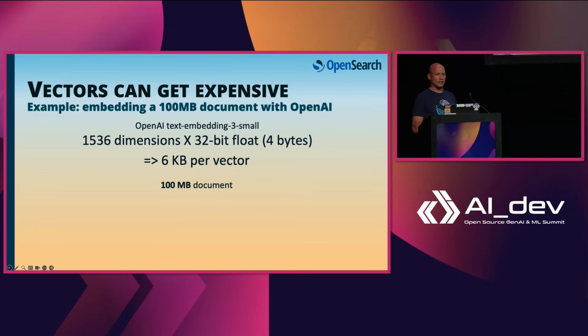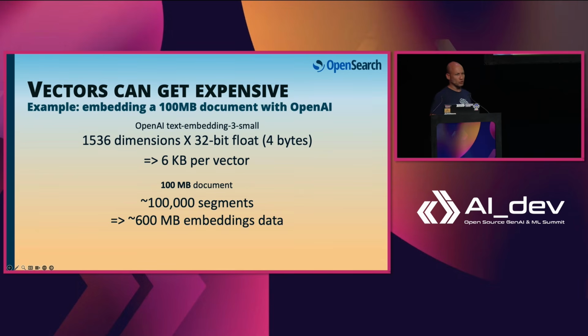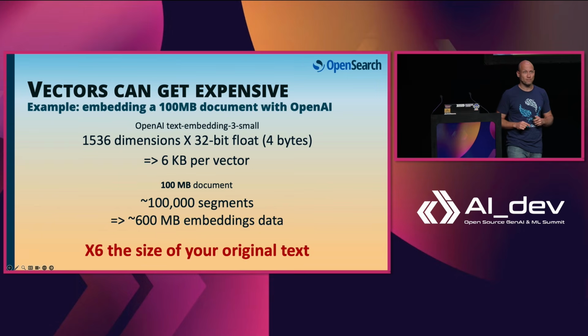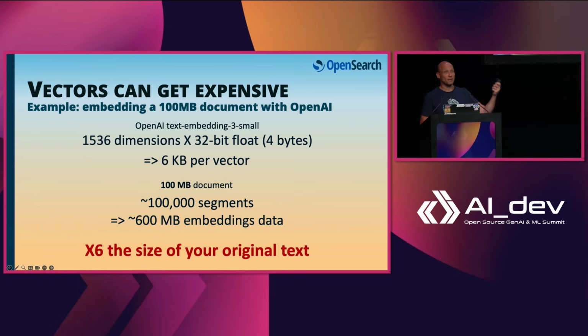And when you chunk a 100 megabyte document into about 100,000 segments based on the token limit, you get essentially 600 megabytes of embedding data, which is 6 times the size of your original document. And that's actually conservative. In the keynote this morning, the speaker mentioned 25 times more, so it's definitely significant.